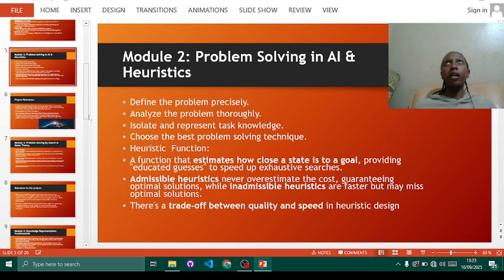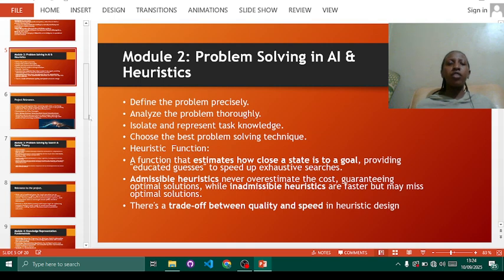Here we have the current state of the problem, the goal state, that's to say how we want our problem to be solved, and then the operations to be done on the problem so that we reach our desired goal.